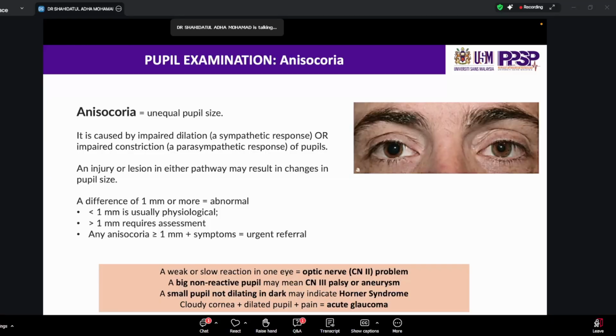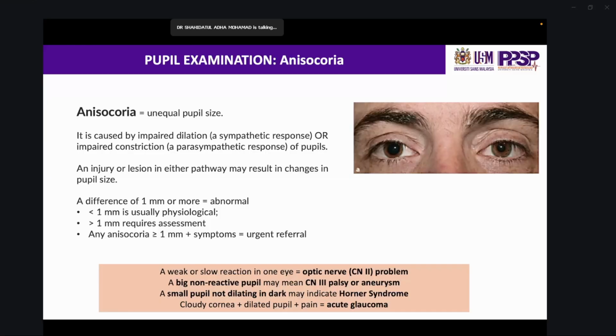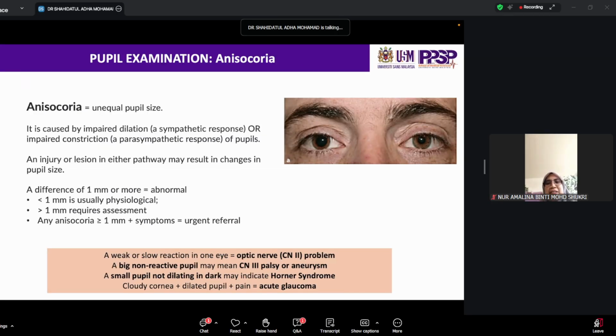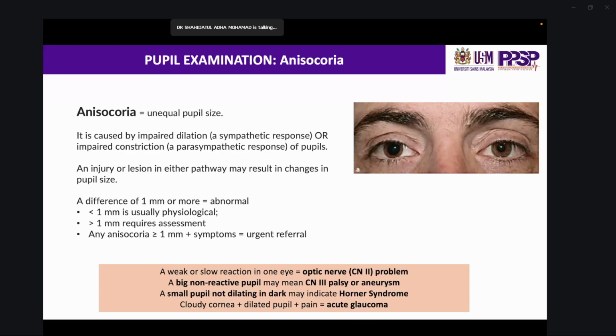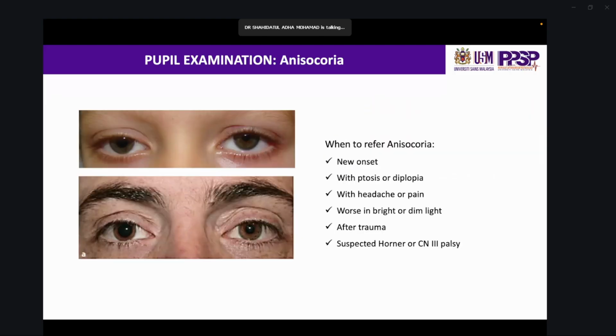A weak or slow reaction in one eye means the patient has an optic nerve problem. If the pupil is big and non-reactive, it could be a sign of a surgical third nerve condition, which can be due to a PCOM aneurysm. All right, and if the pupil is small and not dilating in the dark, it may indicate Horner syndrome, but you have to assess other symptoms of it also. And if, let's say, patients have a dilated pupil, complaining of pain, and having a cloudy cornea, these patients might have acute glaucoma.